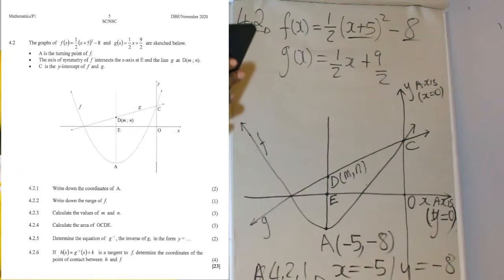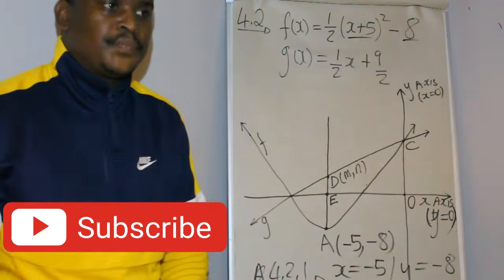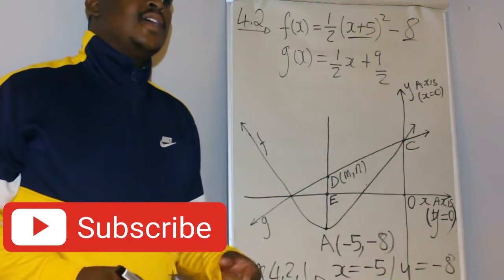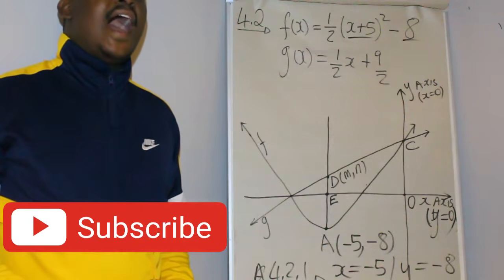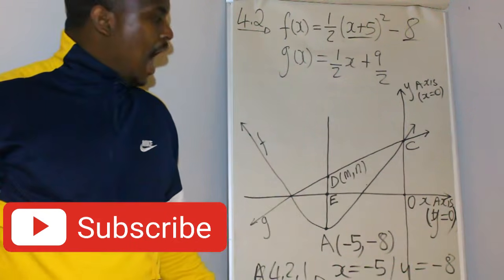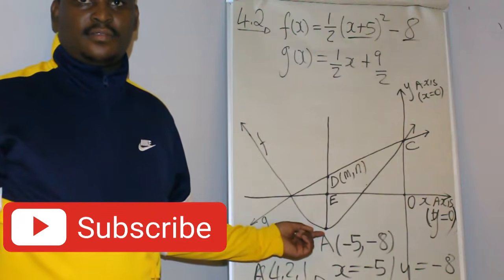Write down the range of f. What is the range? That is the most important question. So I'll try to simplify it as much as I can for grade 12. For grade 12 level, I'll define it this way: the range is all the values that are going to be used by this graph.